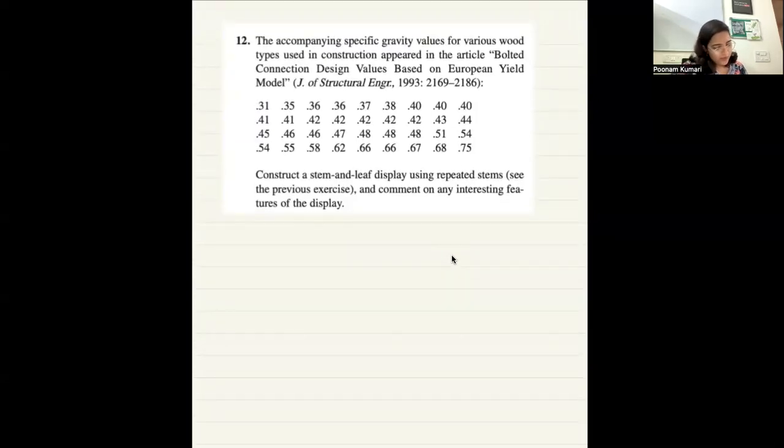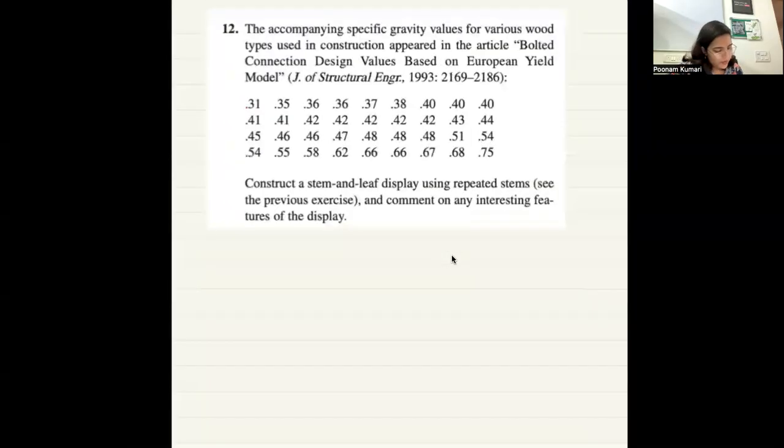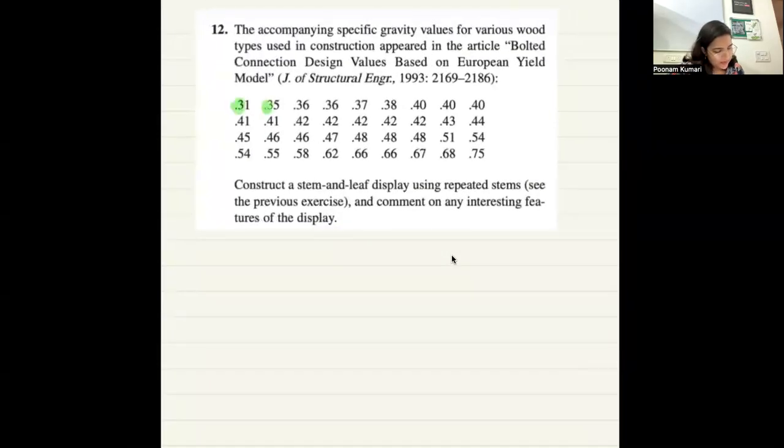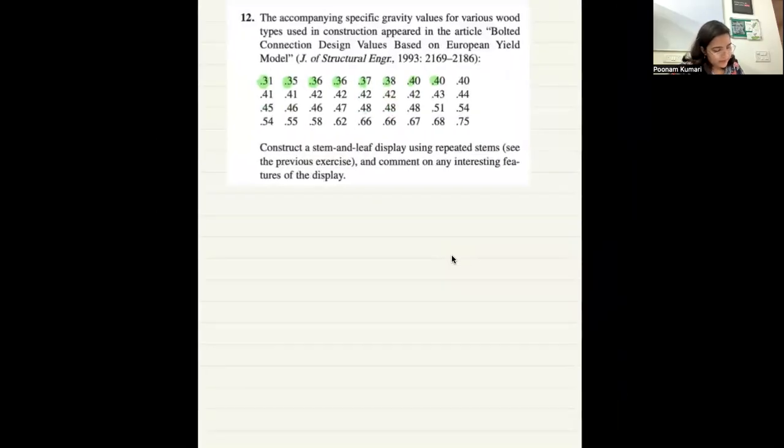We have all the numbers. One specific feature of all these numbers is every number starts after the decimal, right? So 0.31, 0.35, 0.36, all these numbers are there. There's no number which has 1.31. So all the numbers will be after the decimal. So you just have to treat it like a normal number, and your leading digits could be these. These could be your leading numbers, right? So what you can do is write it like this.